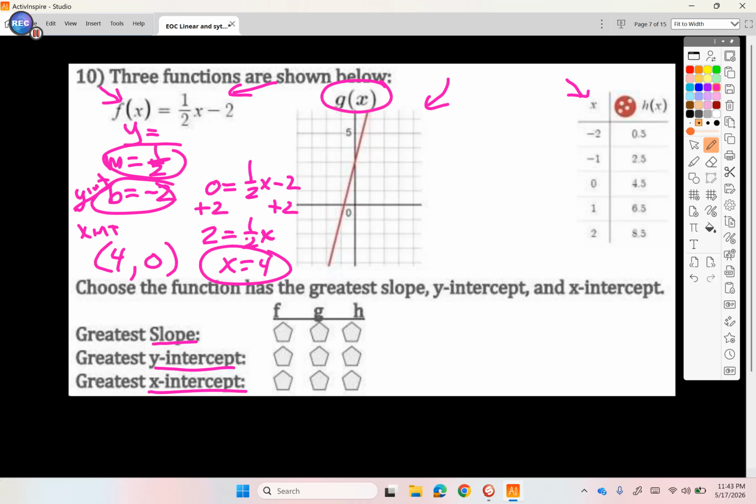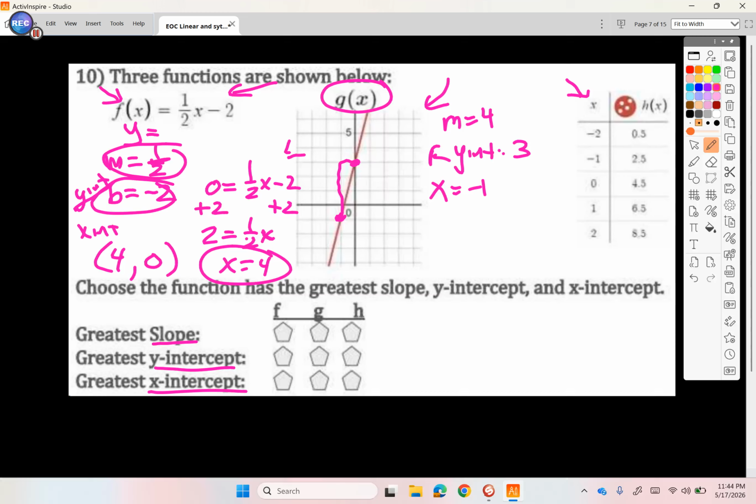Next situation is g of x. So we're going to mark 2 points, doesn't matter where you mark them, and go from left to right. So we have to start here with this point and go up to the y-intercept. So up 4, right 1 is a slope of 4. The y-intercept is where it crosses the y-axis, which is clearly on the third box, so 3. And the x-intercept is right by -1.